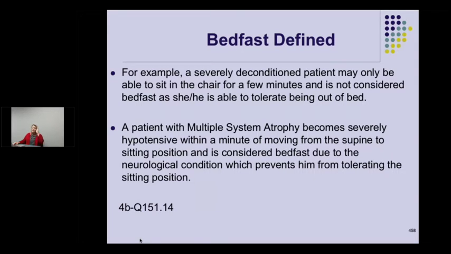Now, they can also be physically restricted. So here's an example of physically restricted to the bed. A patient with multiple system atrophy becomes severely hypotensive within a minute of moving from the supine to the sitting position and is considered bedfast due to the neurological condition which prevents him from tolerating the sitting position. He can't even sit up on the side of the bed because he gets so hypotensive that he falls over.